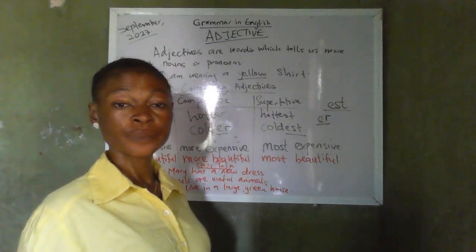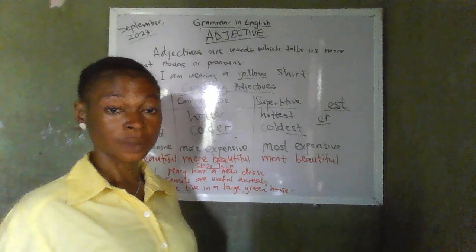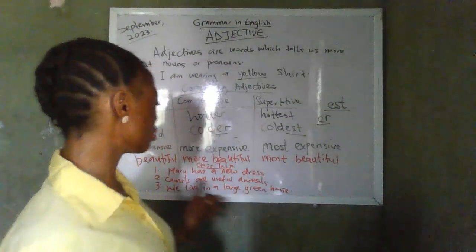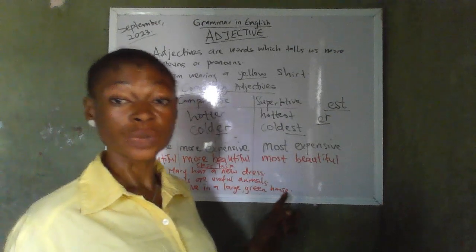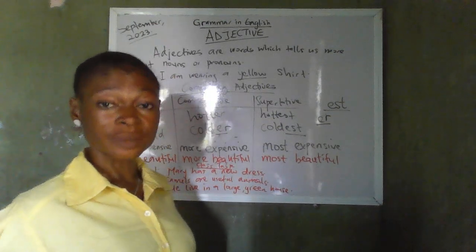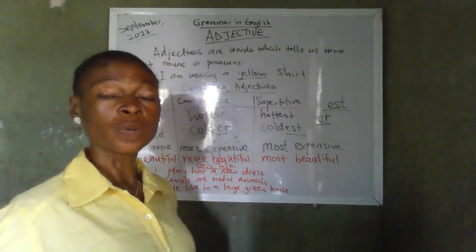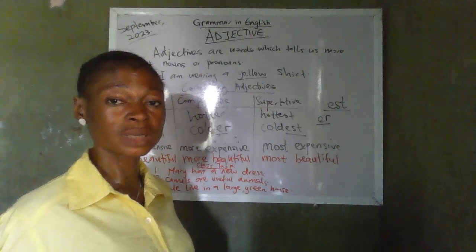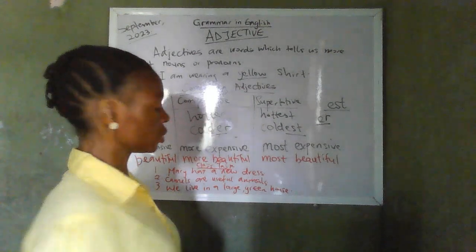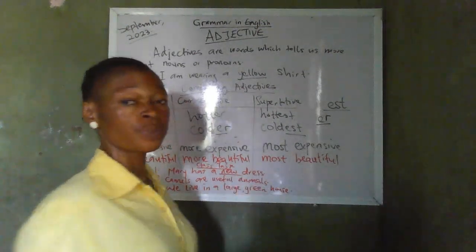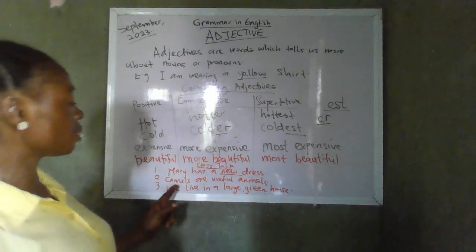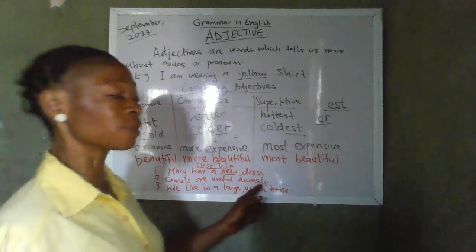Okay. Let's do this together now. The first sentence here, we have Mary has a new dress. Mary has a dress. Fine. All right. Well, what's the word telling us more or describing the kind of dress she has? It is the word new. Is that taken?